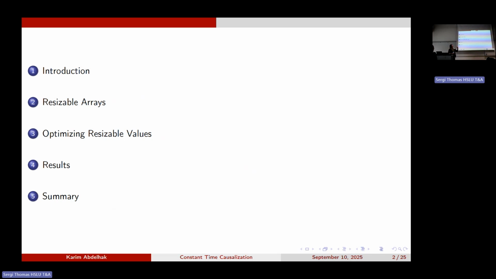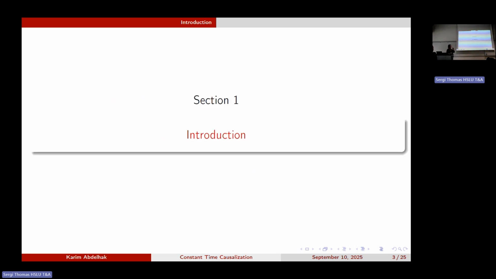Okay, I will give you a short introduction, then I will talk about resizable arrays and how to use them. And then I will talk about how I optimize these values to actually achieve the array size independent causalization process. And then I will show you some results from tests I made and a short summary.